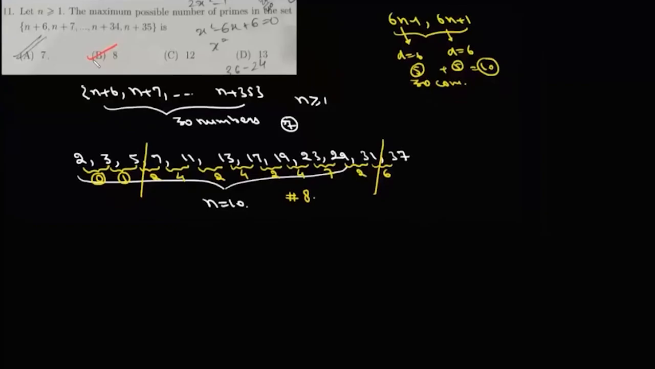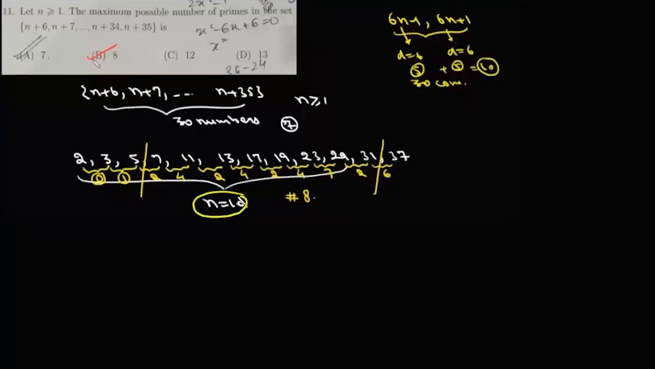Now in question number 11, we are given 30 consecutive numbers starting from n plus 6, and it is asking for the maximum possible number of primes in this set. It is given that n is greater than or equal to 1. Now if we look at the sequence of primes, starting from 2, 3, 5, we have written some numbers. If we look at the first 30 numbers, the number of primes is 10.